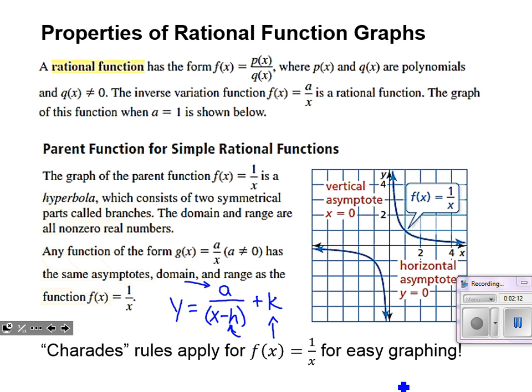So we get that same type of format that we saw with parabolic charades way back at the start of the year, even applying with these rational functions. Even though it looks a little different, it still behaves the same.